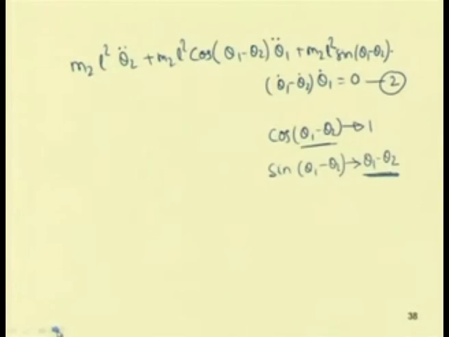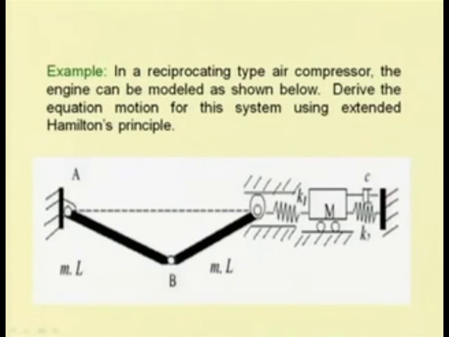So, this is for the first mass. Similarly, for the second mass one can expand the sin of theta 1 minus theta 2 or cos of theta 1 minus theta 2 and write the nonlinear equation of motion. So, in this way one can derive the equation of motion by using either the Lagrange principle or the Hamilton principle. We have already seen this example. In this case also one can find the equation of motion using the Lagrange or Hamilton principle.